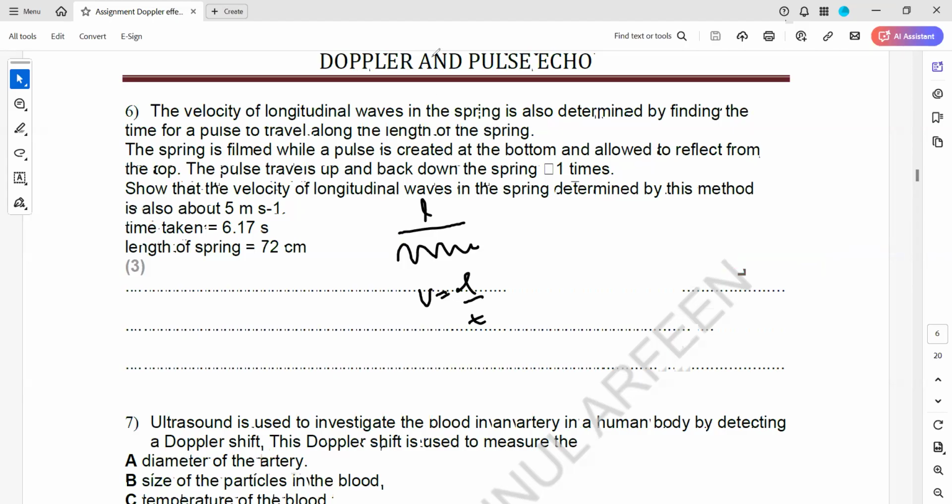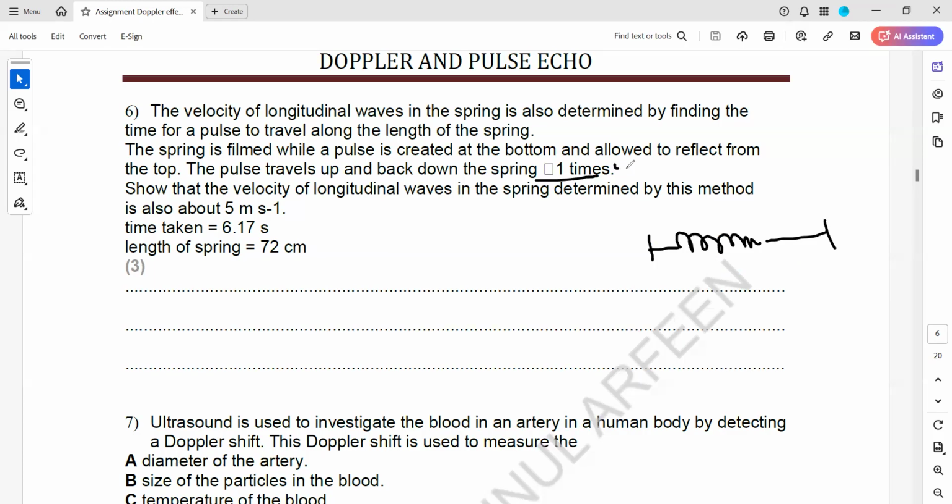The second one: it goes and comes back, and this is 72 centimeters. And 42 pulses are there.